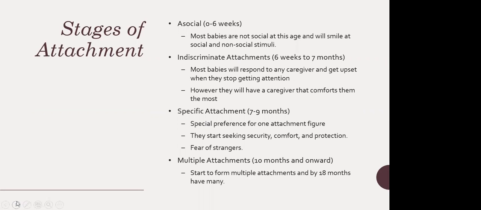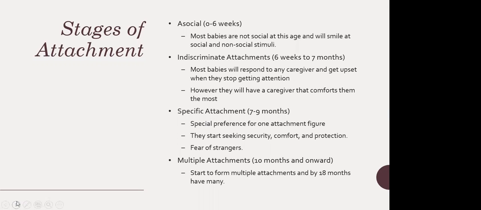Next, we'll talk about the specific attachment, which is right around 7 to 9 months. Babies give special preference for a single attachment figure, which, like I said before, is usually the mother. The baby looks to particular people for security, comfort, and protection. It shows fear of strangers and unhappiness when separated from a special person.